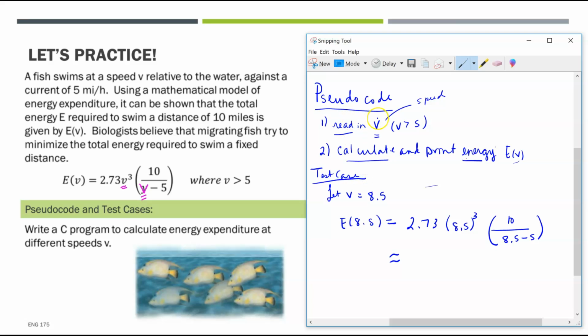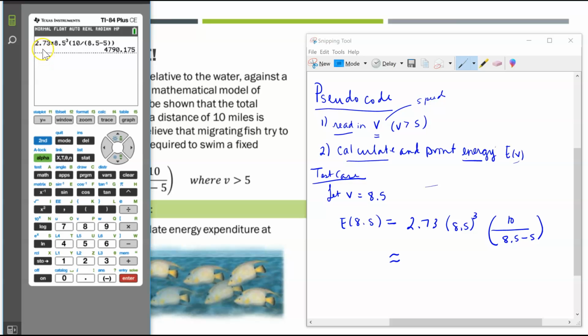If I read in a V of 8.5, I hand calculated what this would come out to be. 2.73 times 8.5 squared times 10 over 8.5 minus 5, we should come out with a value of 4,790.175 for our answer. And then this will just verify that our code works.